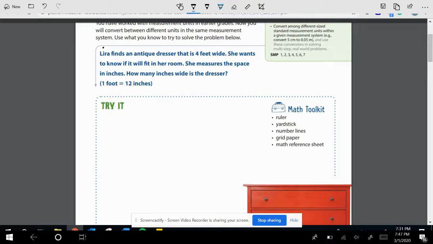So the great thing about these problems in the book, they already tell you what your measurement is. So 1 foot is 12 inches. So sometimes you may not need to go back to your cheat sheet if it tells you. You may understand it already. So again, what is it asking us to do? It's asking us to convert 4 feet wide, 4 feet, right? That's the size of her dresser, into inches.